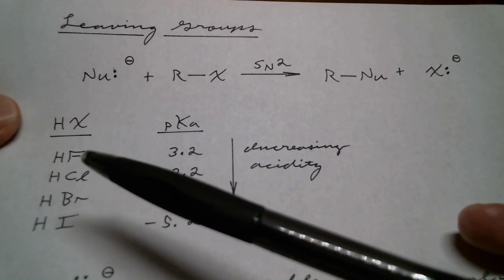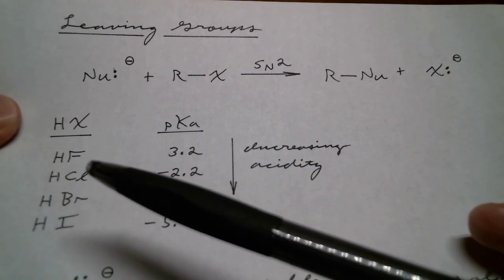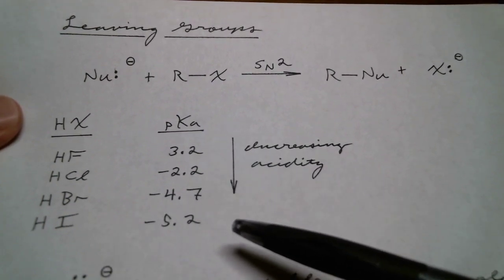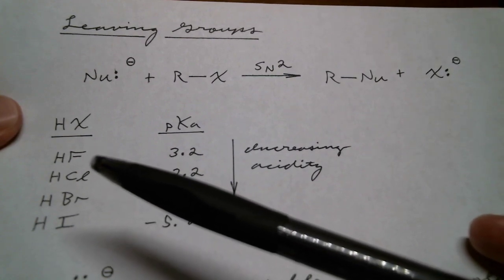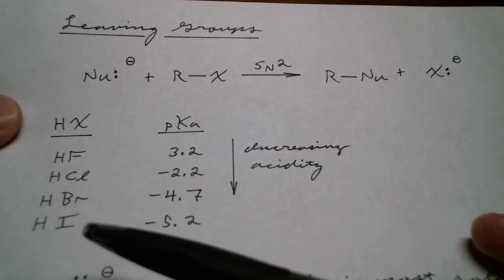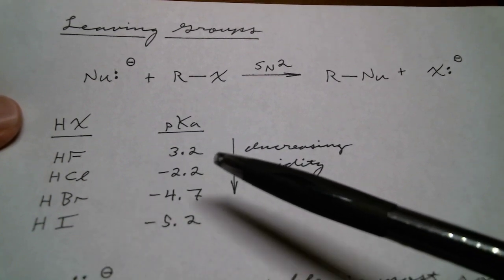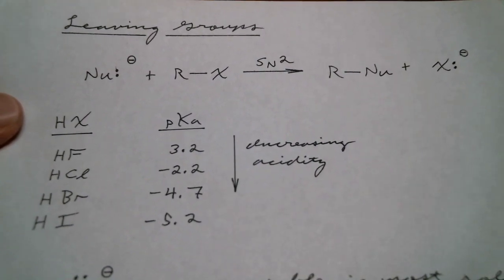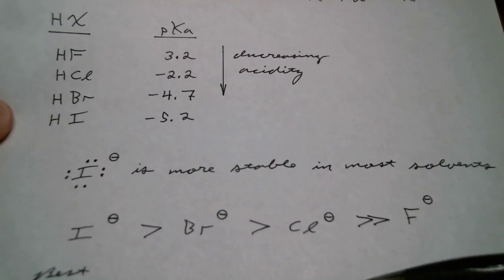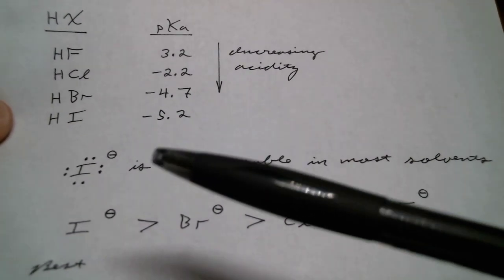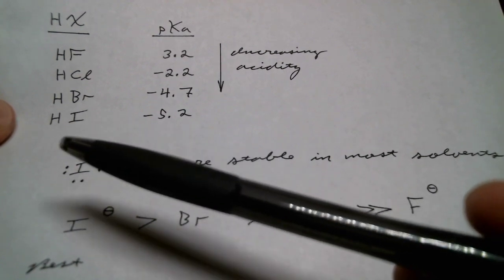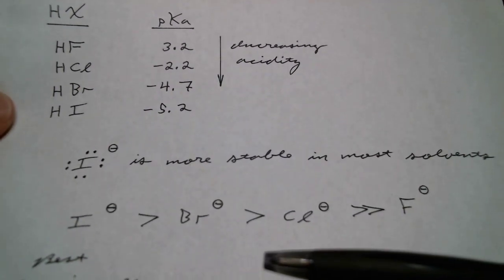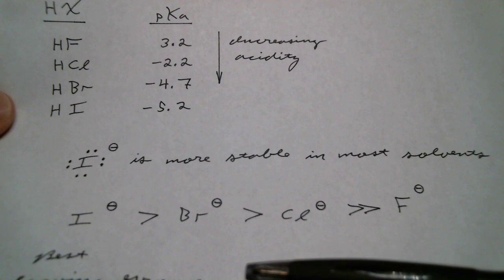Well, if we're a halide, let's consider HF, HCl, HBr, HI. There is increasing acidity as we go down the column in the periodic table from fluorine to iodine. HF is actually a weak acid, whereas HCl, HBr, and HI are very strong acids. Iodide is the most stable in most solvents. It's got this formal negative charge spread out over a larger surface area. Iodide is kind of fluffy compared to these other anions.